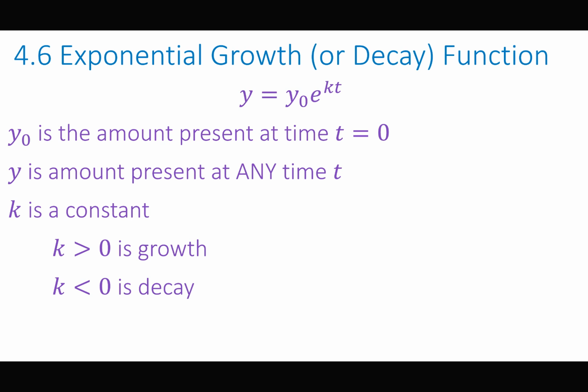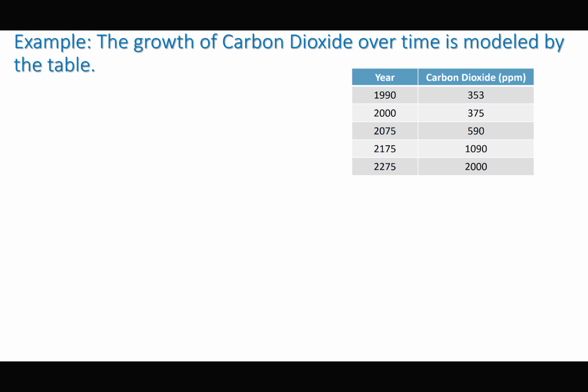All right, with that function, let's create a function to represent the data in the table. The growth of carbon dioxide over time is modeled by this table. In 1990, the amount of carbon dioxide was 353 ppm, which stands for parts per million. Then they're extrapolating the data, predicting that in 2275, carbon dioxide levels will be at 2,000 parts per million.